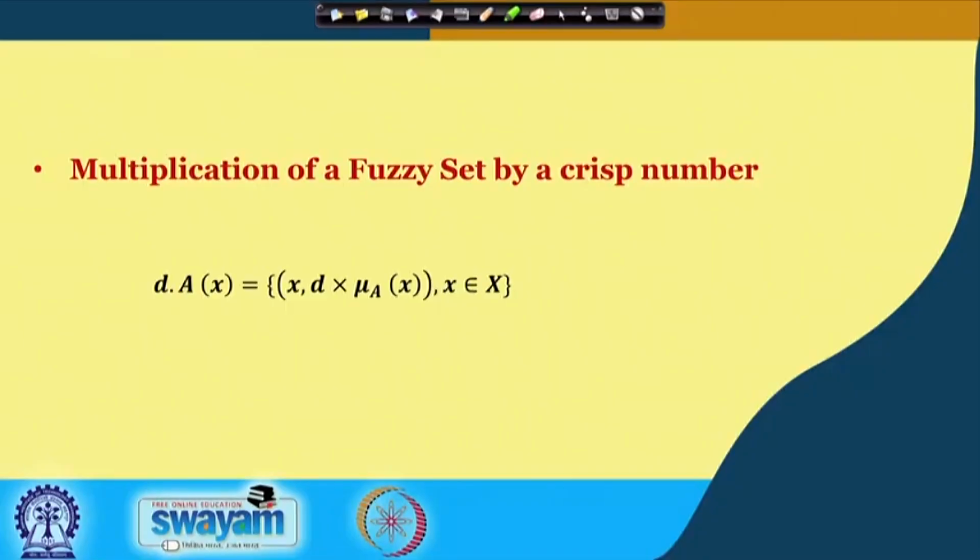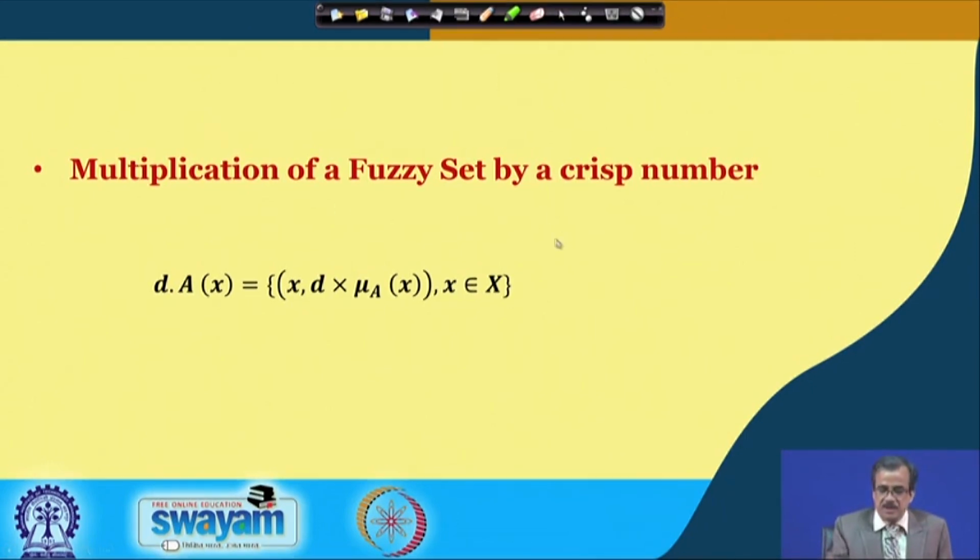We are discussing some standard operations used in fuzzy sets. We have already discussed a few and now we will be discussing a few more. Now, let me start with the concept of multiplication of a fuzzy set by a crisp number. So, what we are going to do is multiply a fuzzy set.